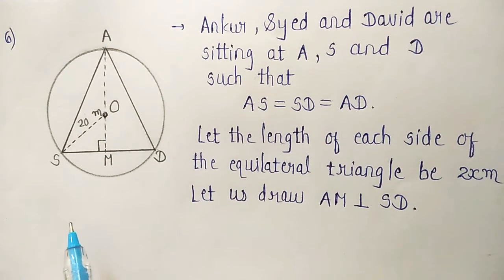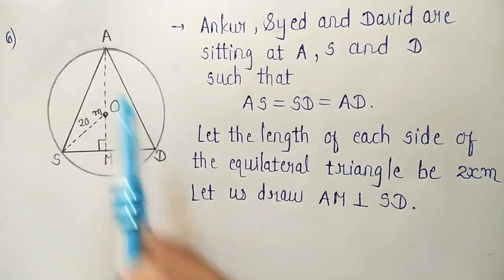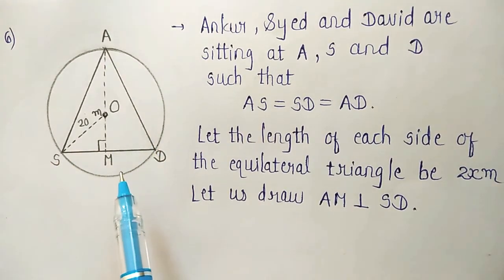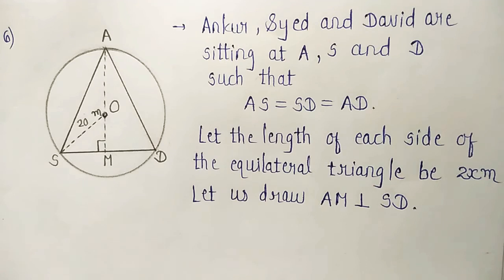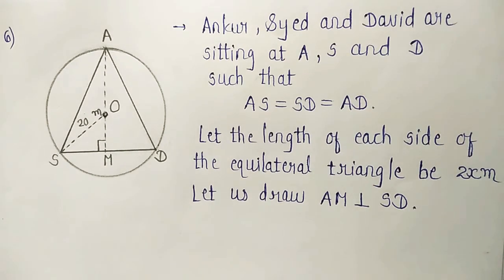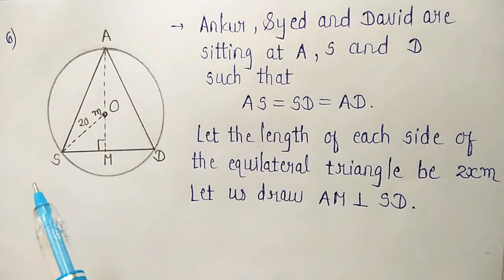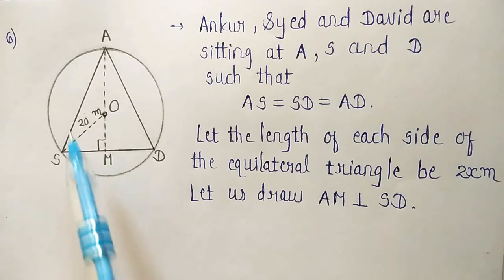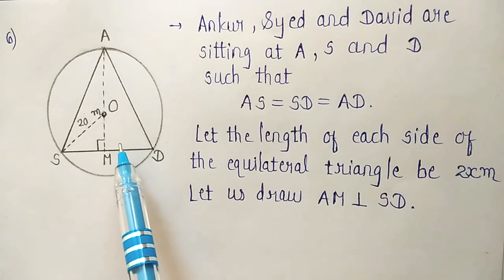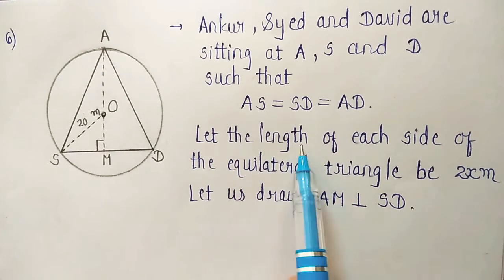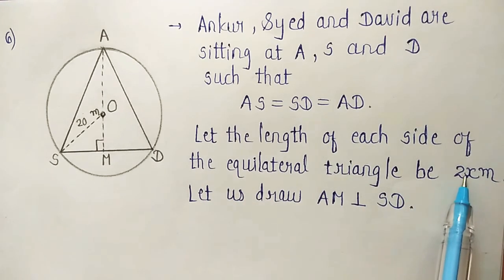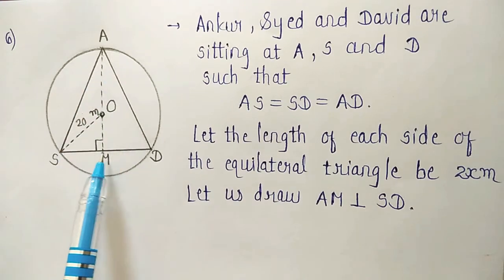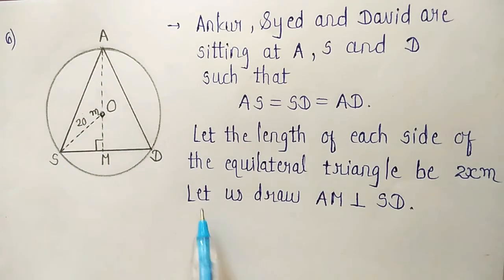As we have said that AS is equal to SD is equal to AD, which means all sides are equal for triangle ASD, and a triangle with all sides equal is called an equilateral triangle. Let the length of each side of the equilateral triangle be 2x meter. And then we draw AM perpendicular to SD.